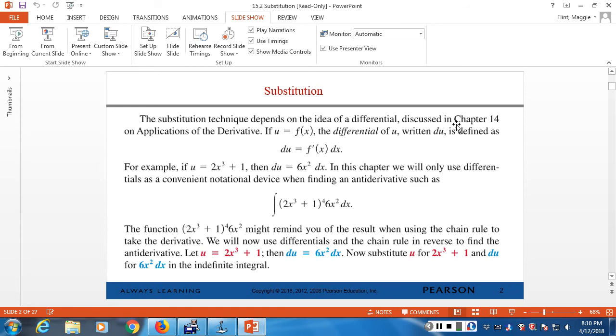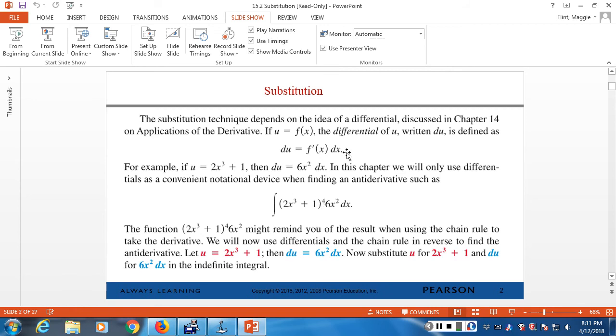So if we're looking at the integral of (2x cubed plus 1) raised to the 4th power times 6x squared, what you need to notice here is that there's two functions going on, and one of them actually looks like a chain rule function. And that's going to be the thing that will help you know when you're going to have to do this, what's called substitution.